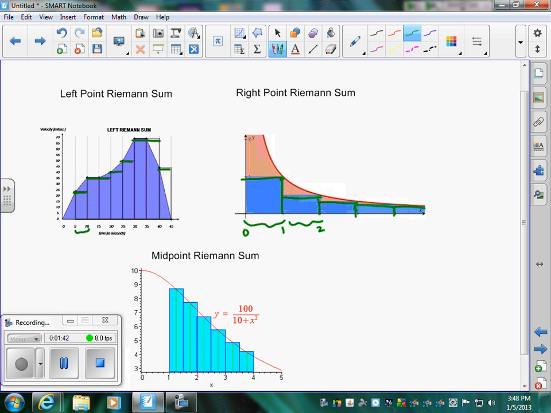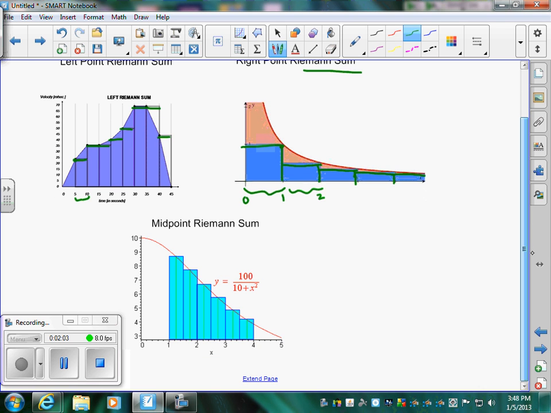In some cases, the left point might be an over approximation. Depending on the curve, it can actually be an under approximation. Same thing was true with the right point. In the example shown here, you can tell that our approximation is going to be an under approximation, although I could also draw one where the right point approximation would be an over approximation.